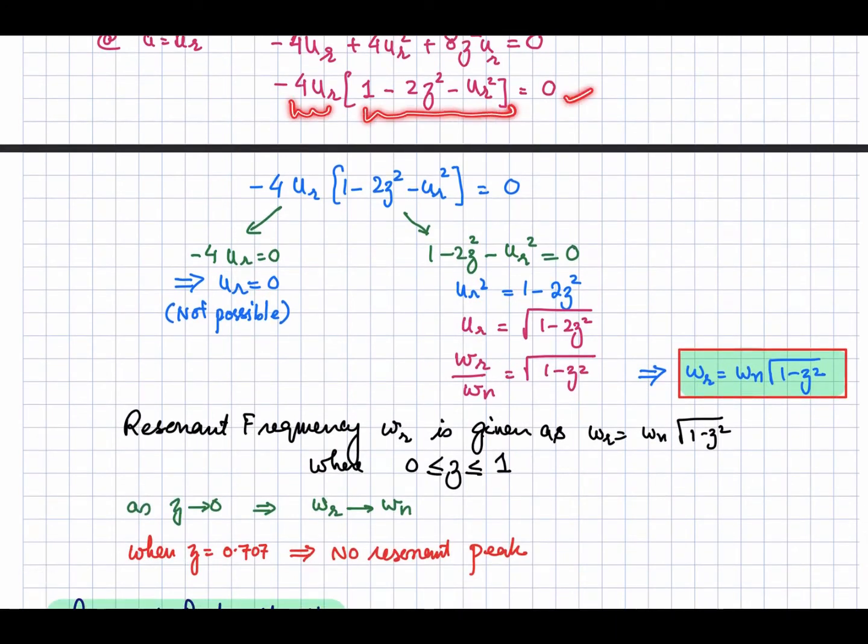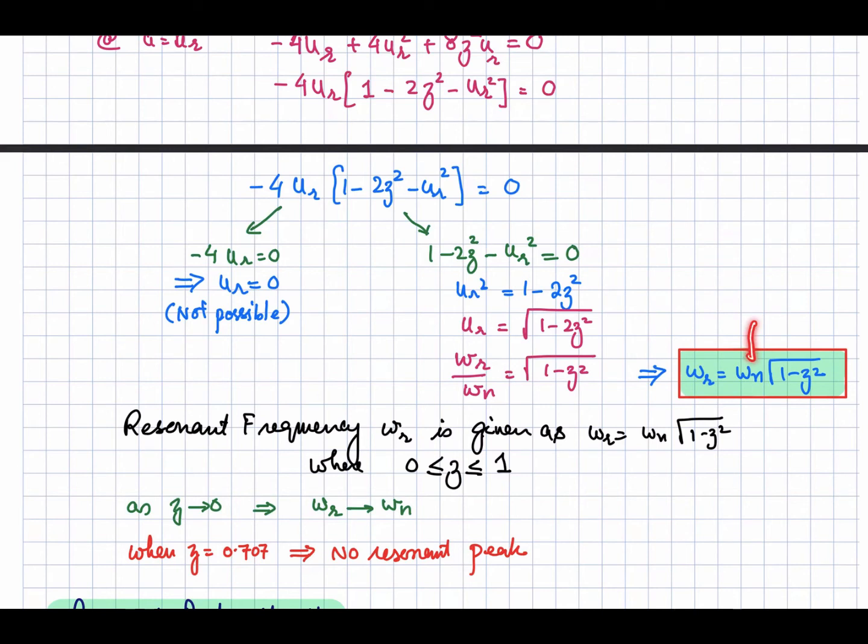So the product is 0, so it means either this part is 0 or this part is 0. If we take this part equal to 0, it means ur is equal to 0, it means resonant frequency is 0, so that is not possible. So we will set this part equal to 0. By taking this one equal to 0 and solving it for ur, we can write that omega r by omega n will be equal to square root of 1 minus zeta square. So from here we can say that omega r is equal to omega n into square root of 1 minus zeta square.